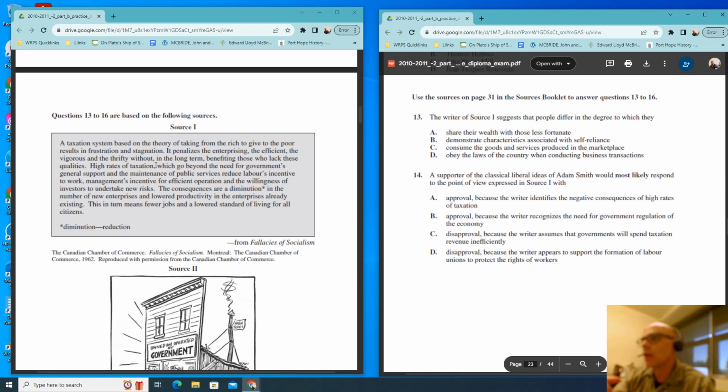Approval because the writer recognizes the need for government regulation. Capitalists don't want the government to regulate. Capitalists wouldn't say, oh, I approve because government's getting bigger. Capitalists want government to get smaller. A is the only one that's logical. A is your answer.